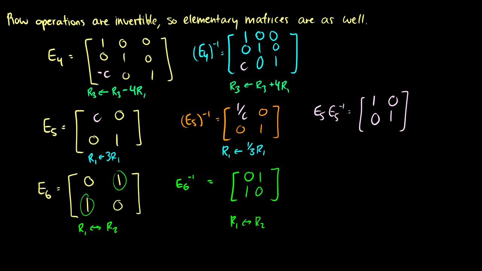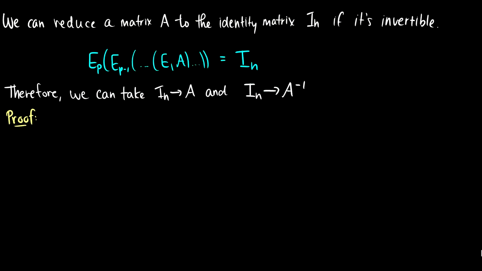So, that being said, here's how we can use these elementary matrices to find the inverse of a matrix. If we have a matrix A and the identity matrix, and A is invertible, we can do a bunch of elementary operations on A to get back to the identity matrix. So if we can take A to the identity matrix, then we can take the identity matrix to A inverse.